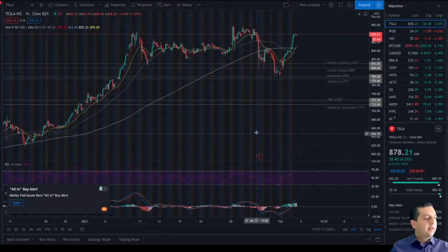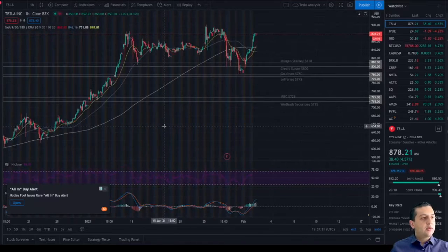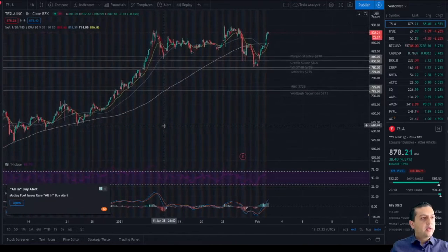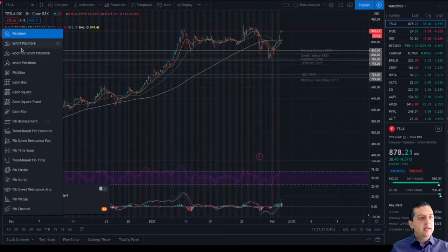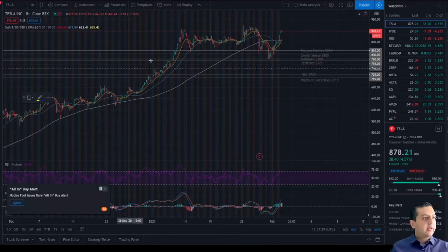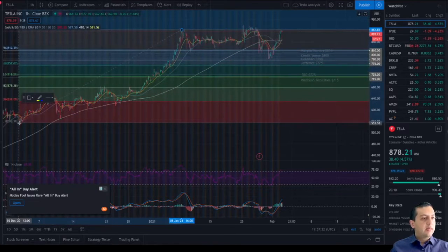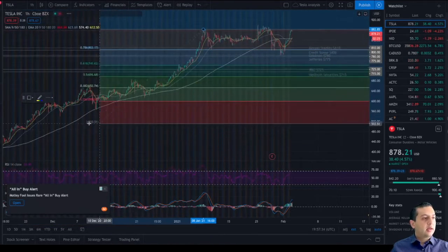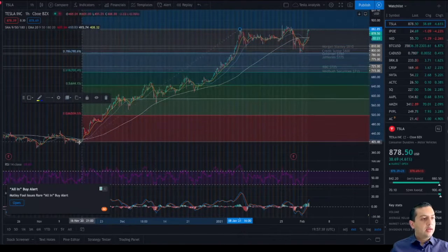Okay, so this is what we have here. Tesla came back to this support line that we drew yesterday. So let's draw this one again so that you guys can see it. I'm going to my Fibonacci retracements and I'm going to be drawing my line here. Oh, sorry, I think that I'm taking all the way down. Okay, here we go.